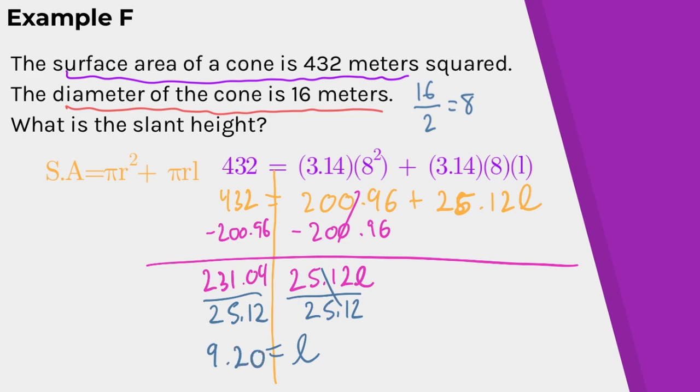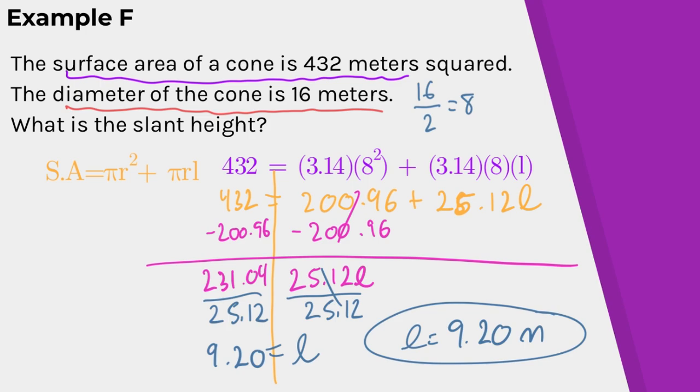And again, this is just a regular amount. It's just a slant length. So in this case, it's just going to be 9.20 meters. No squared, no cubed, just 9.2 meters is going to be our slant length or slant height. They are the same thing. That brings us to the end of this example. It also brings us to the end of this set of notes.